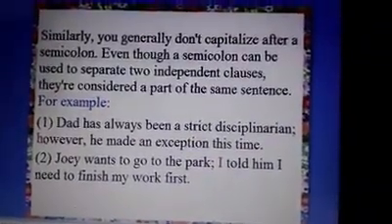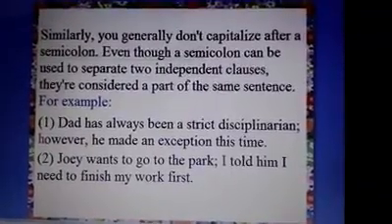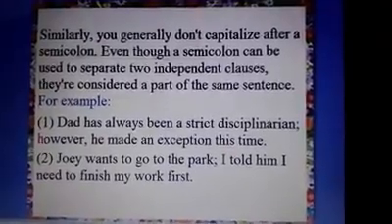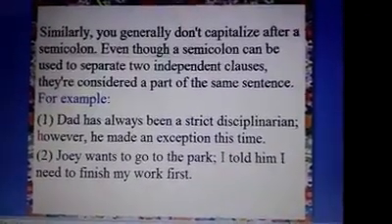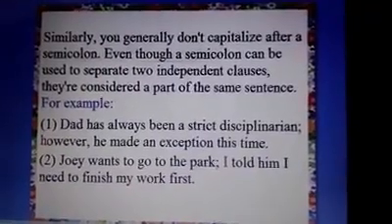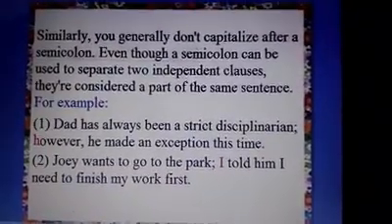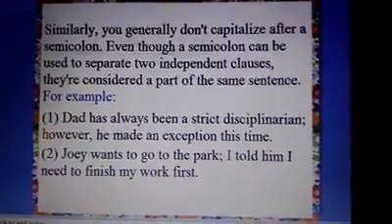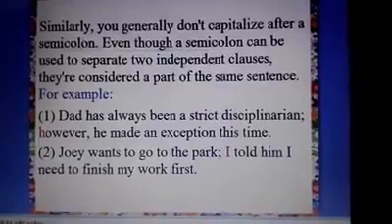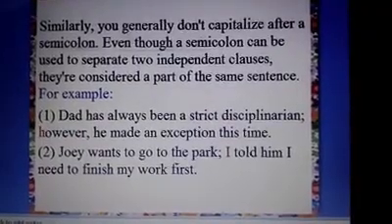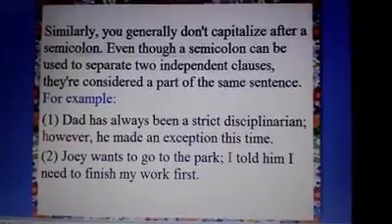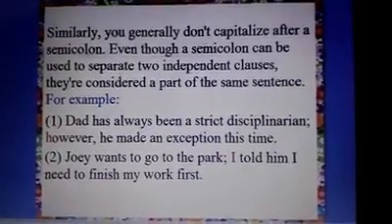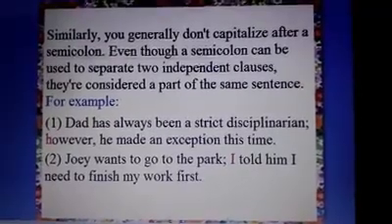Similarly, you generally don't capitalize after a semicolon, even though a semicolon can be used to separate two independent clauses. They are considered a part of the same sentence. That means two clauses in the same sentence. So the second clause does not start with a capital letter. Look, for example, in the first example: Dad has always been a strict disciplinarian; however, he made an exception this time. So the second clause, however, he made an exception this time, didn't start with a capital letter.